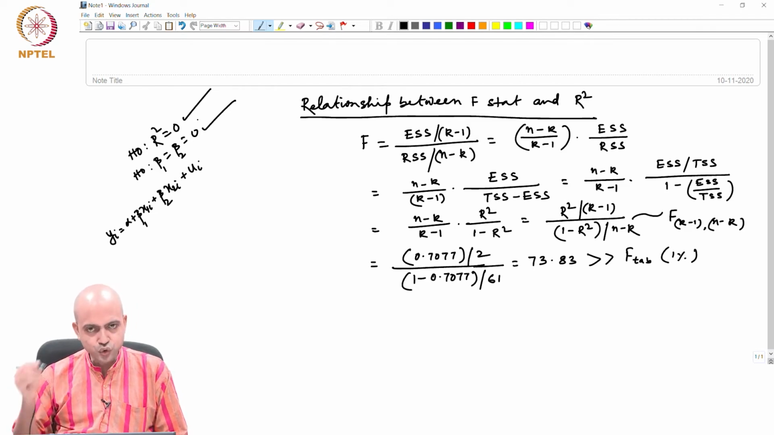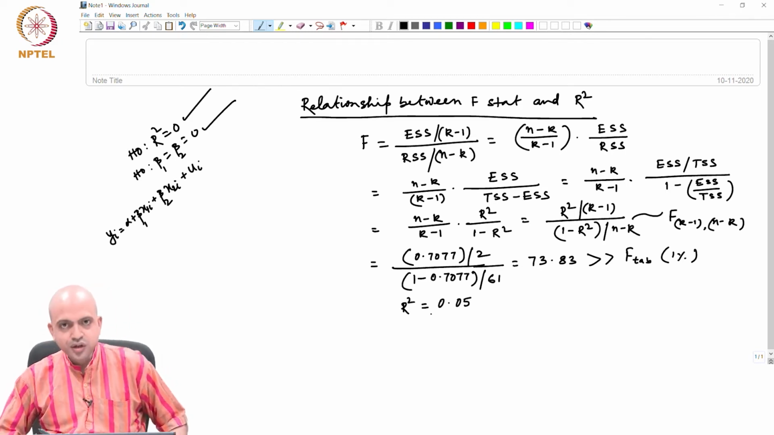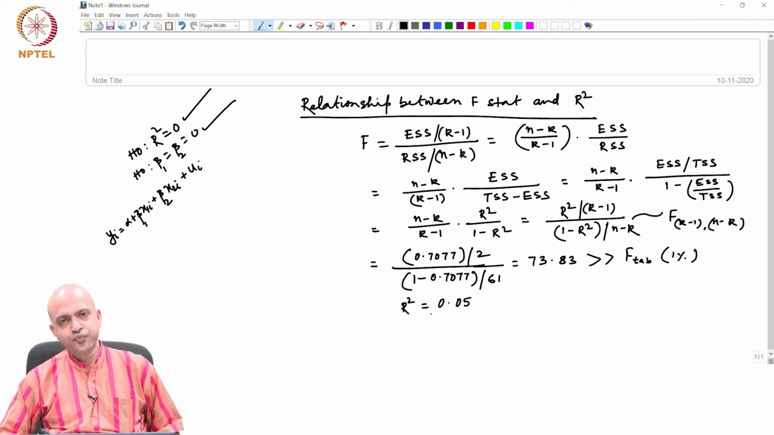Now, why is this useful? This is useful because sometimes when you are working with cross sectional data, your R square may turn out to be, let us say, 0.05. So, you do not know whether this R square is a good fit or a bad fit. Now, people may ask you that you have estimated a model, but your R square is only 0.05. How will you counter that?